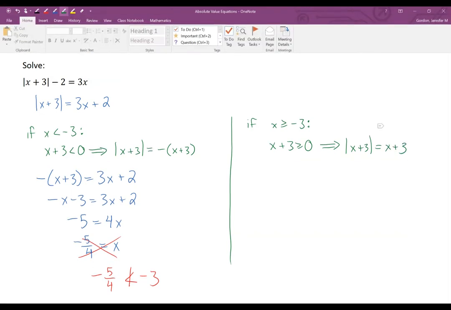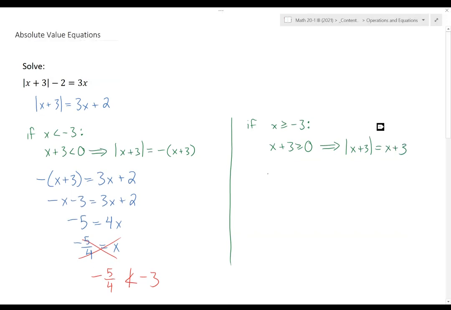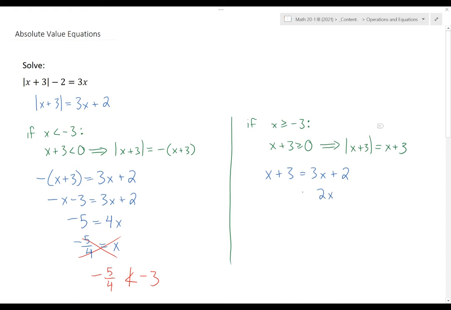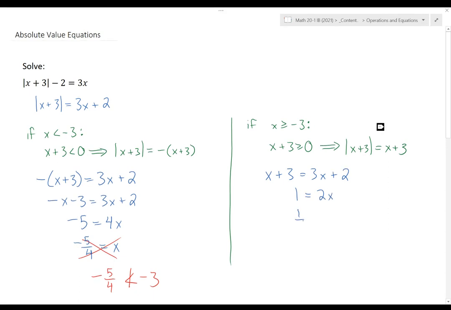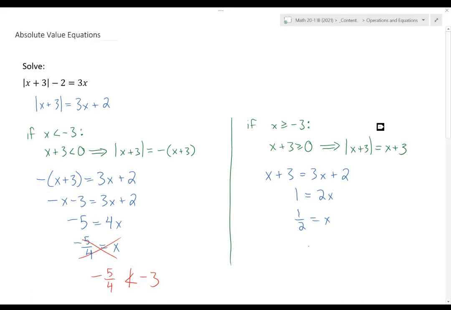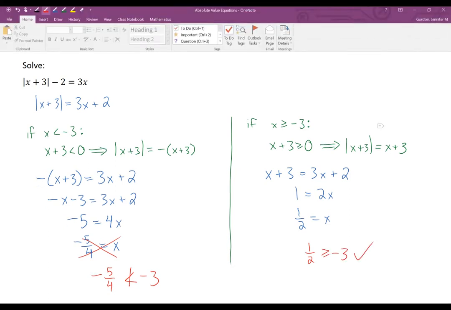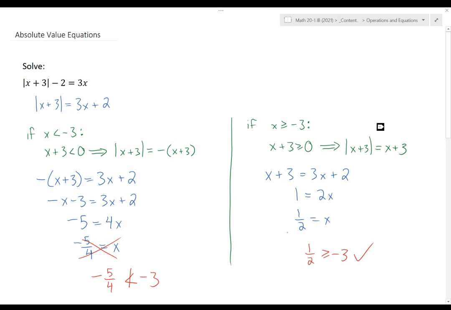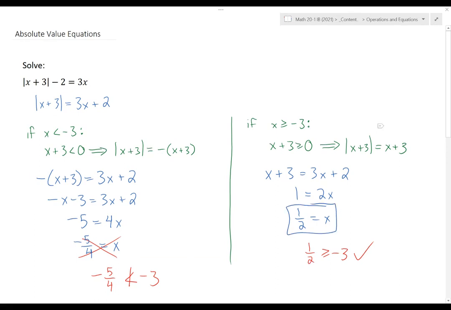So in this domain, the equation we're solving is just x plus 3 equals 3x plus 2, which means that 2x is equal to 1, so 1/2 equals x. Now, considering my domain, this is values of x that are greater than or equal to negative 3. Well, 1/2 is greater than or equal to negative 3, so that is not a problem, so this is a real solution. Negative 5/4 was an extraneous root, but the actual solution to this problem is x equals 1/2.